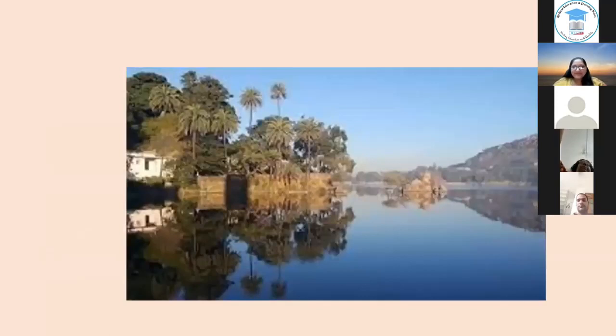So this is another picture of nature from the same place. You can see the beautiful coconut tree, lakes and mountains.